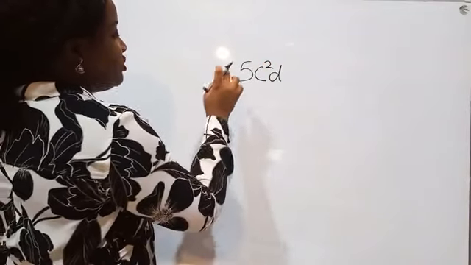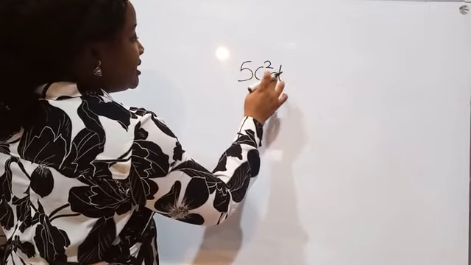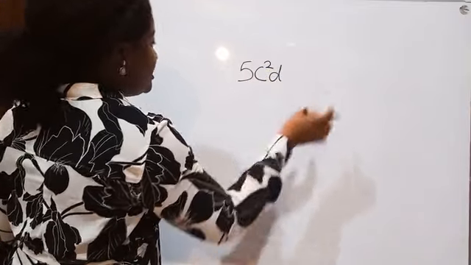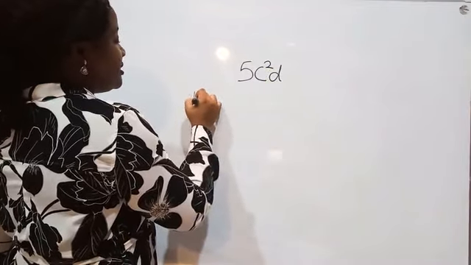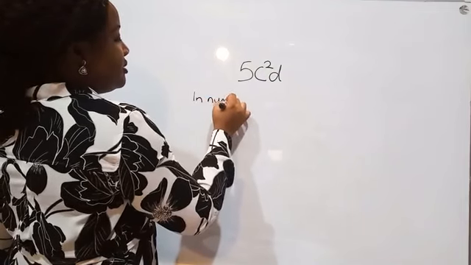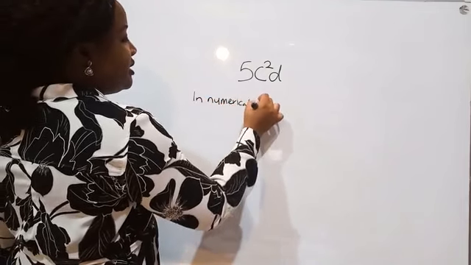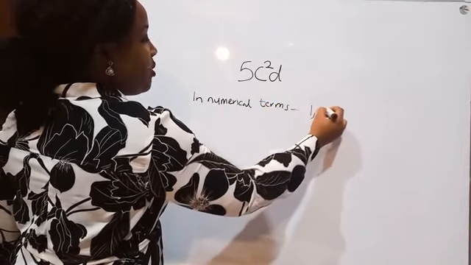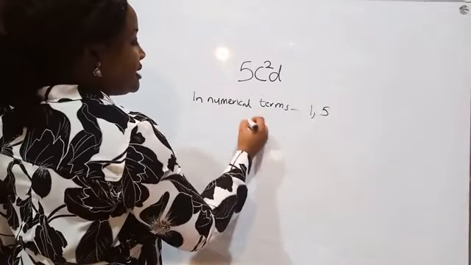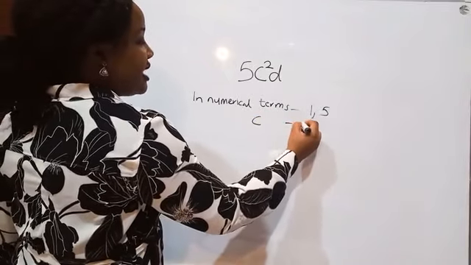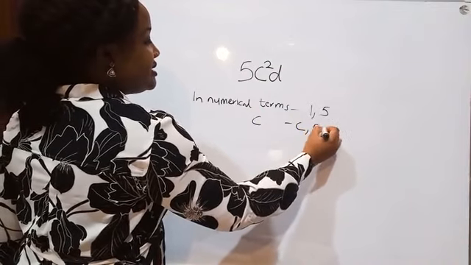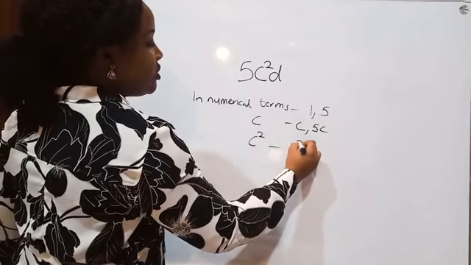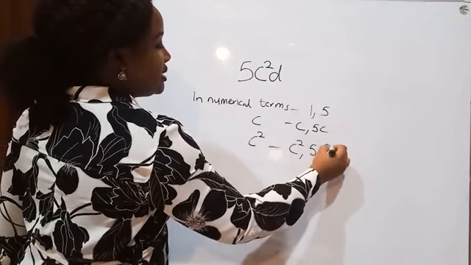So let's look at finding the factors of 5c squared d. We're going to find them in numerical terms, in terms of c, d, cd, and c squared d. In numerical terms, the factors are 1 and 5. In terms of c, the factors are c and 5c. In terms of c squared, you have c squared and 5c squared.